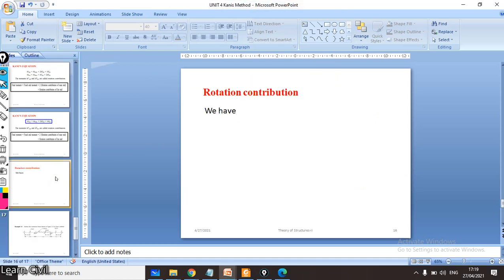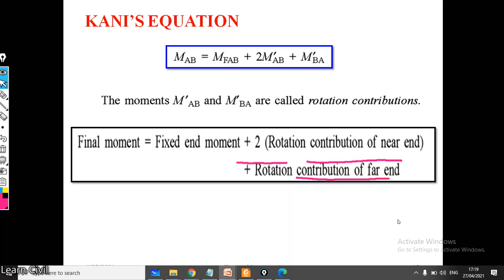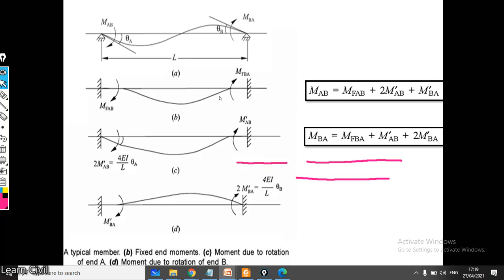Now the next point is the calculation of rotation contribution. We have seen the final end moment is the sum of fixed end moment plus 2 into rotation contribution at near end plus rotation contribution at far end. If we see this particular figure here, and we are considering the rotation of this joint A, then this will be the rotation contribution at near end.